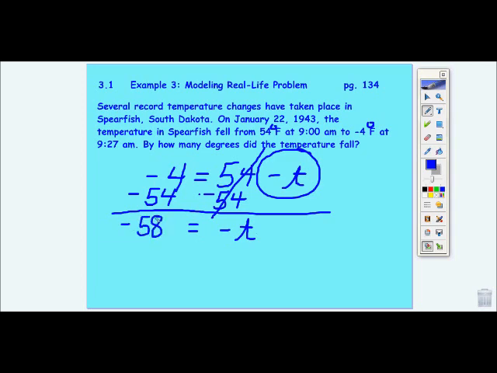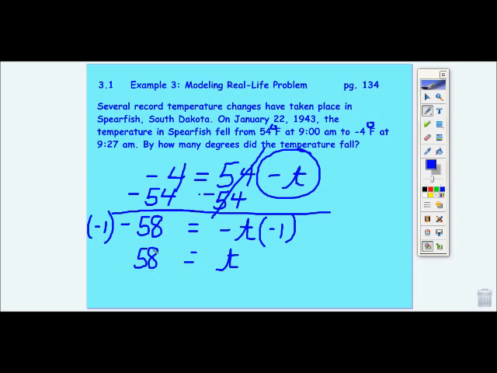Now, I don't want to know what negative T is equal to. So I want to find out what T is equal to. The way I can get rid of that is to multiply both sides by a negative 1. Again, keeping it balanced. So I have negative T times a negative 1 would give me a positive T, and negative 1 times a negative 58 will give me a positive 58.